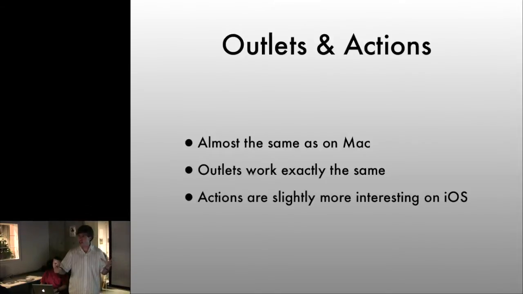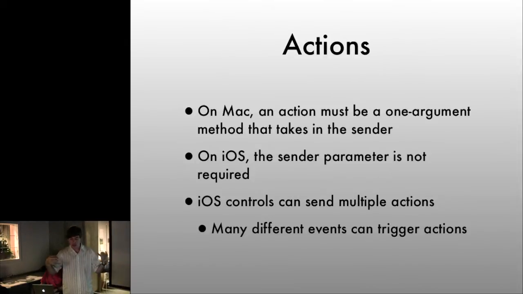Actions are a little bit more interesting in iOS. On Mac, the sender parameter to an action method is always required. Every object when it calls an action will always pass itself in as the parameter. On iOS, you can actually omit the sender parameter, so that way you don't know who sent the message. You just know that some object sent the message, which is useful if you only ever have one button calling this one method. There's really no need for the sender because you know which one is sending it. So if you don't want the sender, you don't need to take it.